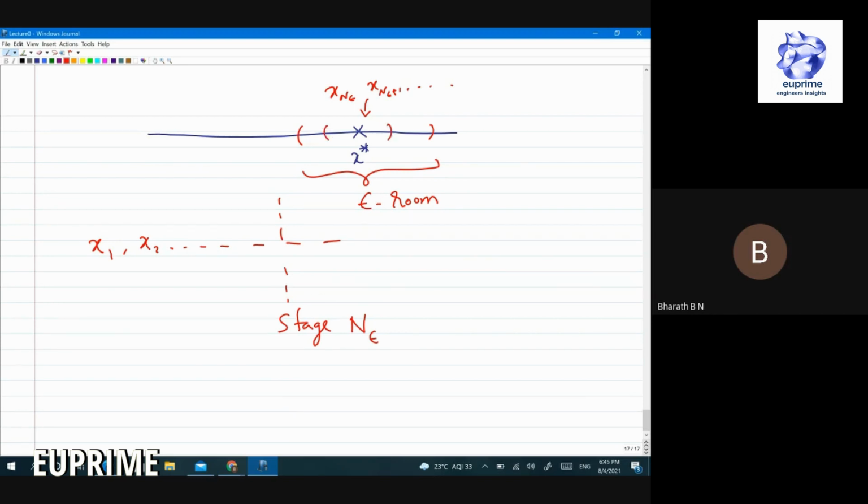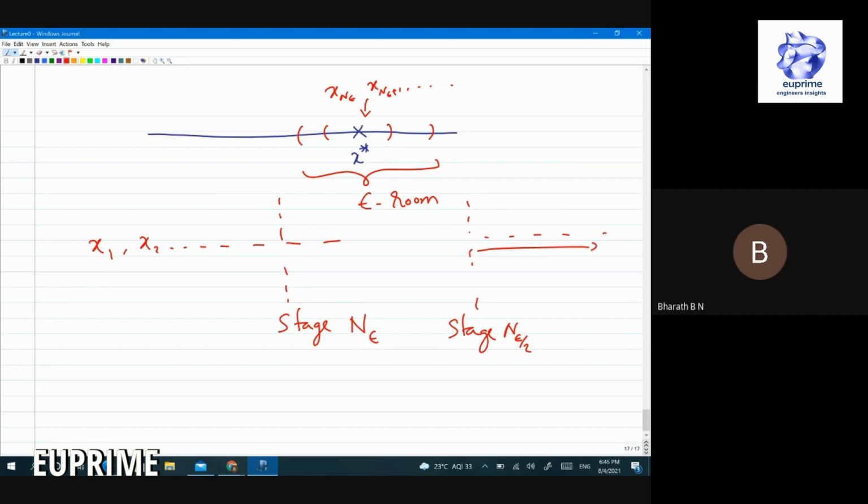If I make this room smaller, for example, epsilon by 2 room, I squeeze it. What happens then? Now there is a stage. Well, perhaps the stage could come later. So maybe here, this is the stage, stage n epsilon by 2, beyond which all the sequences that you have here will stay inside epsilon by 2 room.